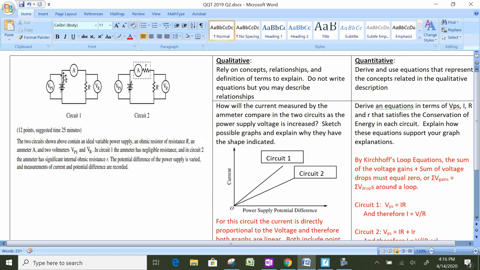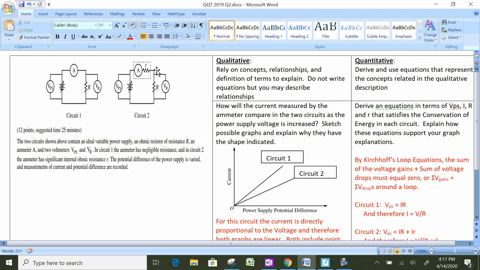So they have a power supply, they have an ammeter, they have a resistor, and it comes back, and then they've hooked up 2 voltmeters across the 2 components. So it's a super basic circuit. These circuits are identical, except for the fact that the ammeter in circuit 2 has internal resistance. Now, we did a lab this year with internal resistance on a voltmeter. This is just showing the internal resistance on the ammeter. Or sorry, we looked at the internal resistance of the battery. So it's the exact same concept, and we're going to use the exact same analysis to go through the circuit.